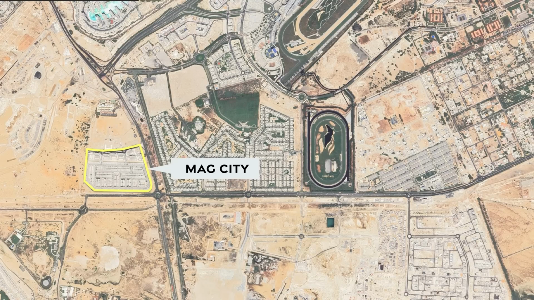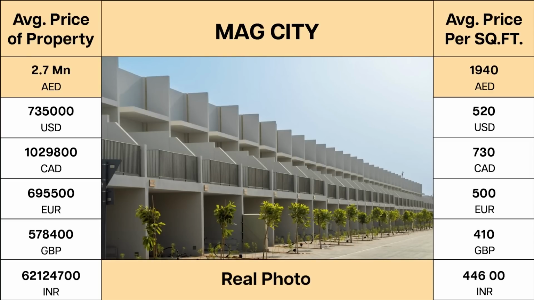Next is Mag City, which has some ready townhouses at an average of 1,940 dirhams per square foot and an average price of 2.7 million dirhams, the lowest entry ticket in this category in the Zone 2.